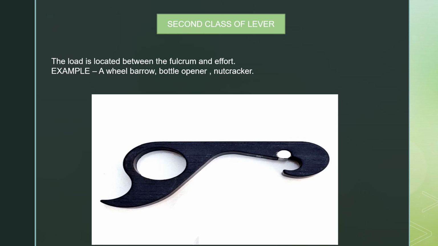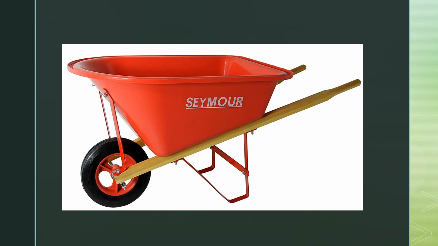The axle of the wheel acts as the fulcrum. The handles are the force arm and the load is carried between the two in the bucket part of the wheelbarrow. Other second class levers include a pair of nutcrackers, a bottle opener. Here you can see another example of a second class lever.